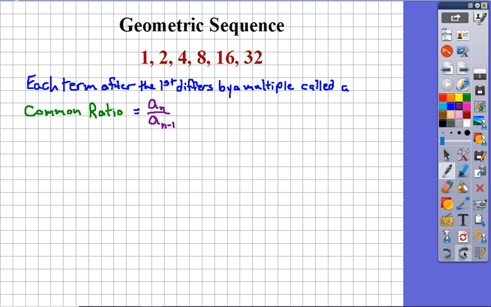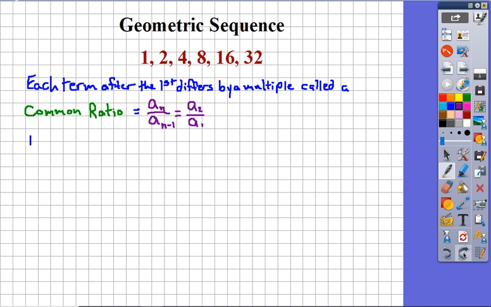So, if we look at this sequence up here, if you do 2 divided by 1, or the second term divided by the second minus 1 term, or the first term, that's 2. If you do the third term divided by the second term, 4 divided by 2 is also 2. 8 divided by 4 is 2, 16 divided by 8 is 2. They're all creating the same common ratio. Generally you just take the second term divided by the first term, but that's got to be true for all of them for it truly to be a geometric sequence.